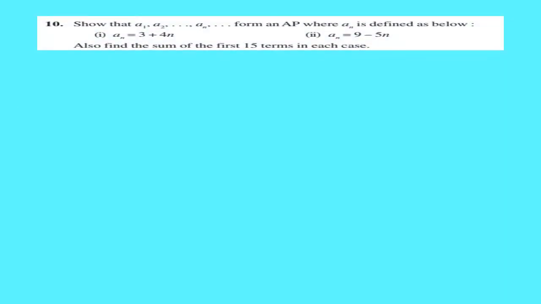Question number 10. Show that A1, A2, etc. An form an AP where An is defined as below, that is An equal to 3 plus 4n. So An is given as 3 plus 4n. You can put n equal to 1, 2, 3, etc. in An, that is given as 3 plus 4n.